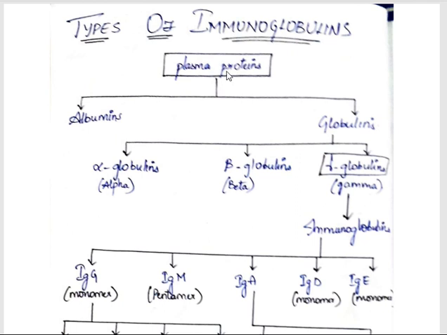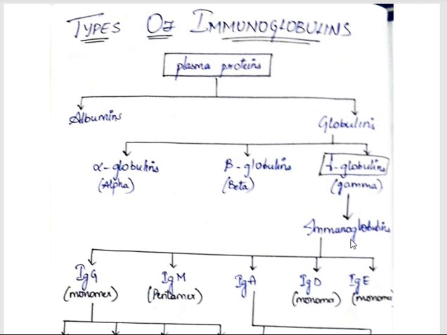So the plasma proteins are majorly classified into two types. One is called albumins and the second one is called globulins. These globulins are again classified into three types: alpha globulins, beta globulins, and gamma globulins. And it is from the gamma globulins that we get our immunoglobulins. So our antibodies or immunoglobulins are gamma globulins.